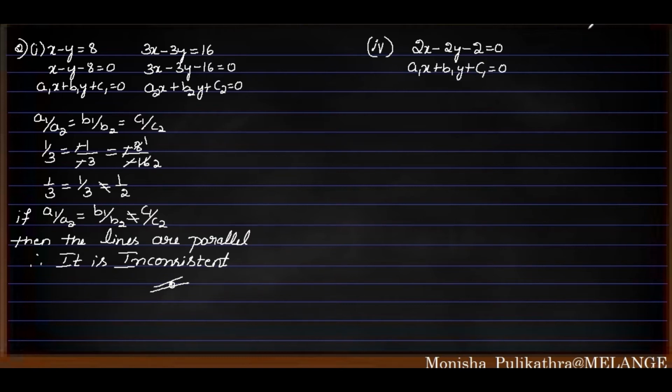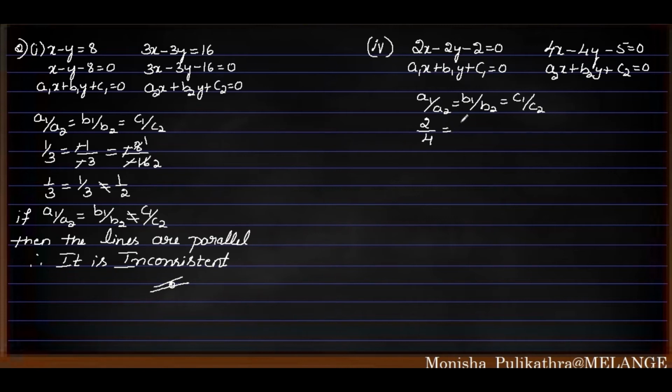And the second equation is 4x minus 4y minus 5 is equal to 0, and this is in the form a2x plus b2y plus c2 is equal to 0. Okay, next we need to find out the ratio. a1 by a2 is equal to b1 by b2 is equal to c1 by c2. So a1 by a2 is 2 by 4, is equal to b1 by b2, which is minus 2 by minus 4, is equal to c1 by c2, which is minus 2 by minus 5.